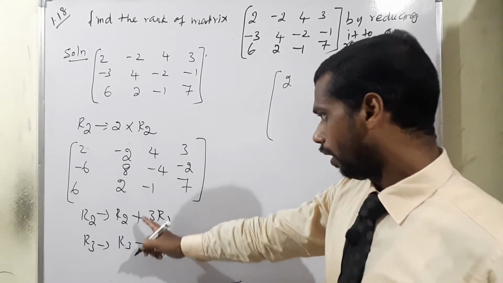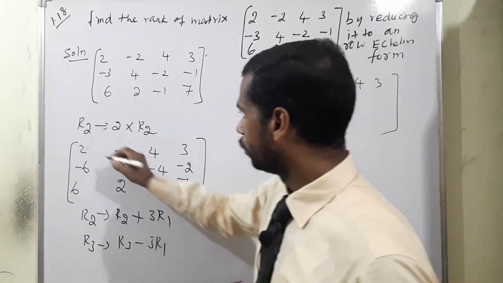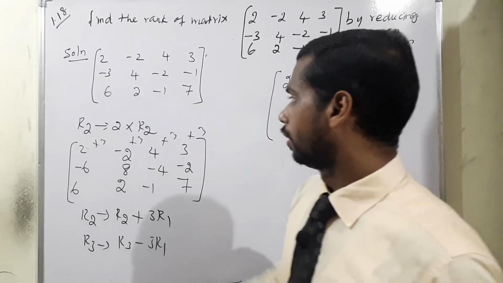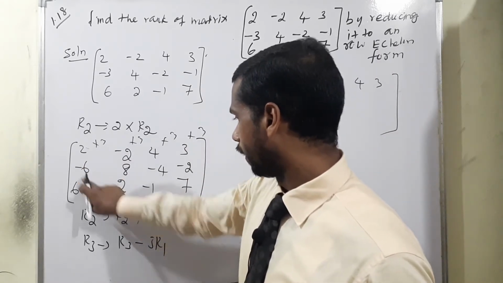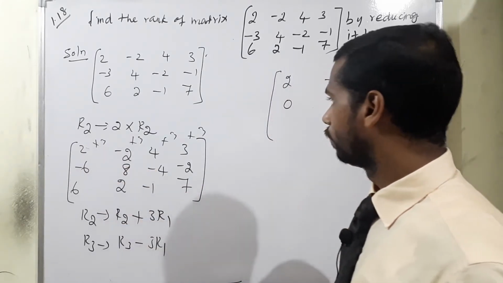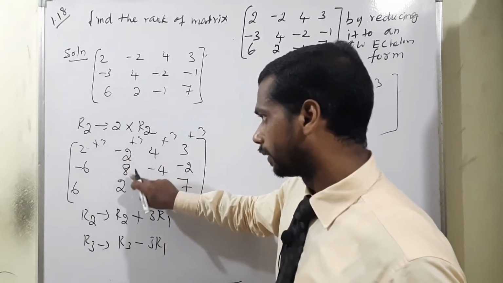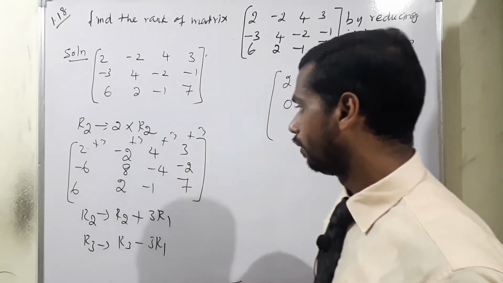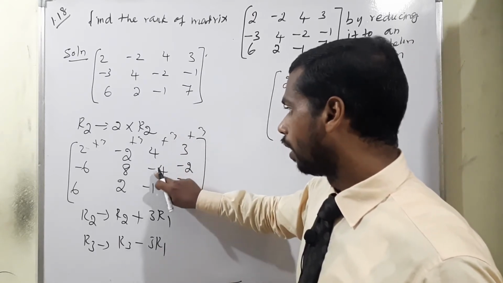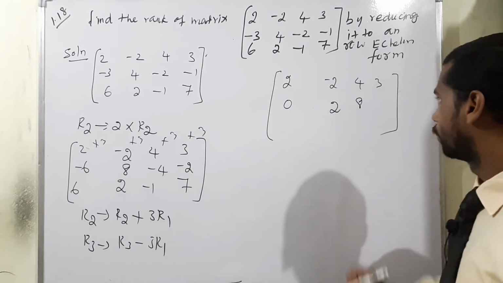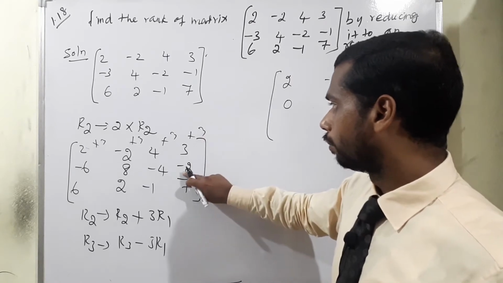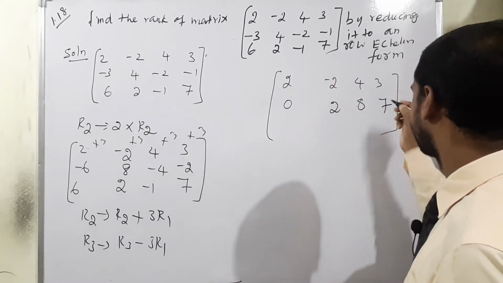Now R2, so completely row 1 into 3, isn't it? Here also into 3, each and every term into 3. So R2 value: minus 6, 3 into R1, 2 into 3, 6. So minus 6 plus 6, value will be 0. Next, minus 2 into 3, minus 6. So 8 minus 6, value will be 2. Next one, 4 into 3, 12. Minus 4 plus 12, we can write now positive 8. Next one, 3 into 3, 9. Minus 2 plus 9, value will be 7.